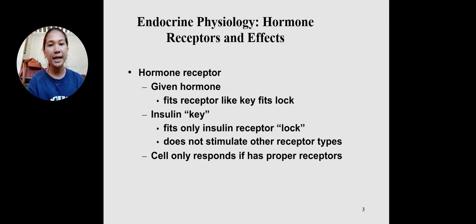So, each hormone has its receptor. A given hormone fits its receptor like a key fits its lock, and insulin serves as the key, which can fit only the insulin receptor, which is the lock, and does not stimulate other receptor types. So it has its own focus. A cell only responds if it has the proper receptors.